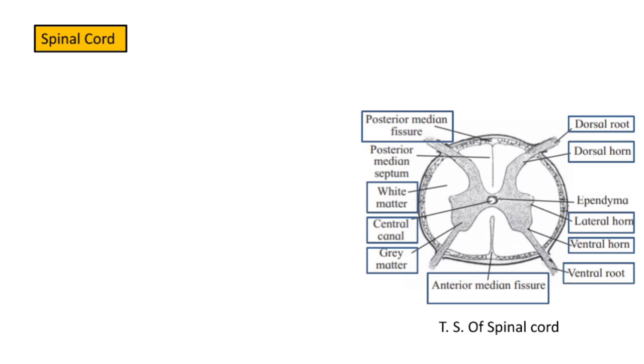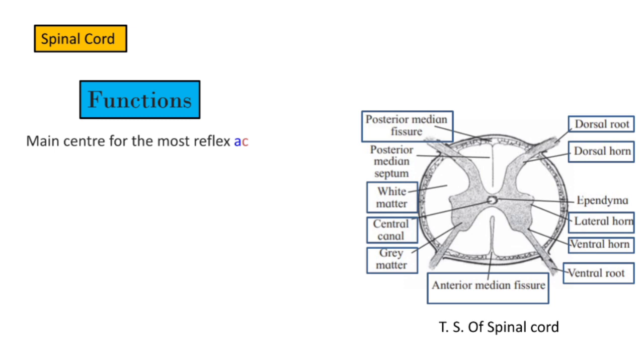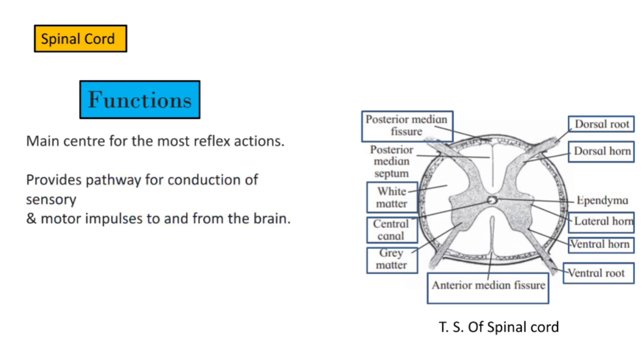Let's talk about functions of spinal cord. The spinal cord is the main center for most reflex actions. It provides pathway for conduction of sensory and motor impulses to and from the brain. It provides nervous connection to many parts of the body. I will make another separate video to explain detailed anatomy and physiology of spinal cord.